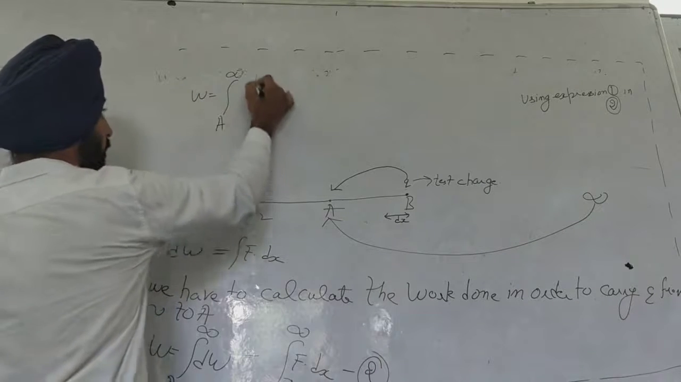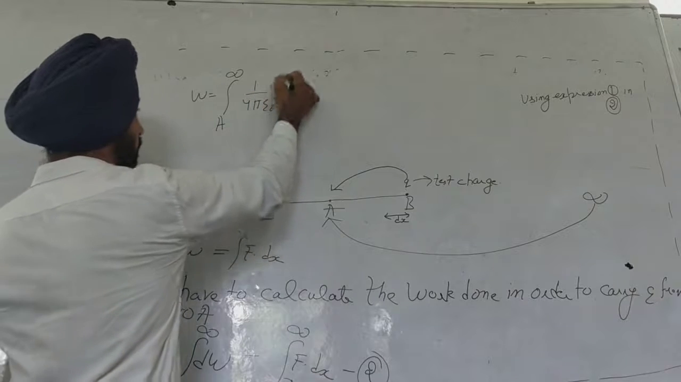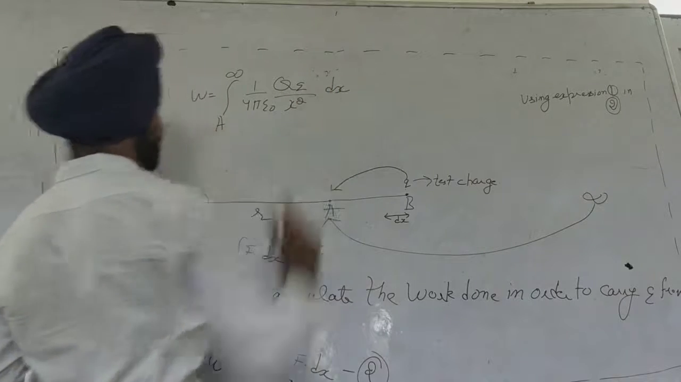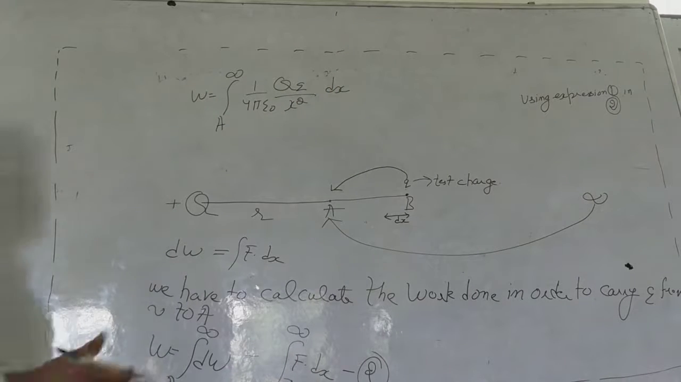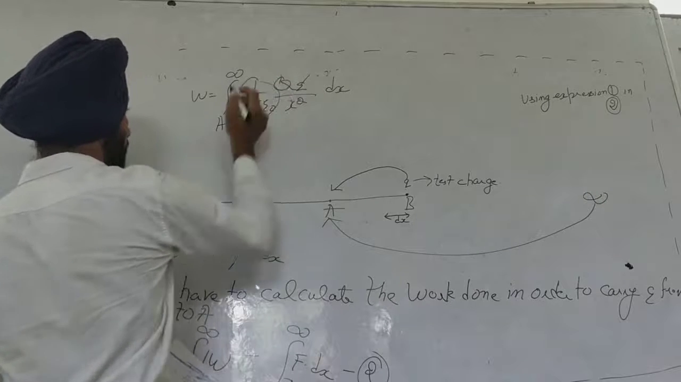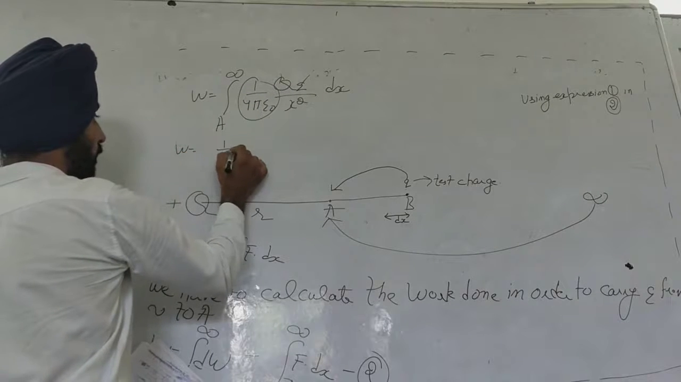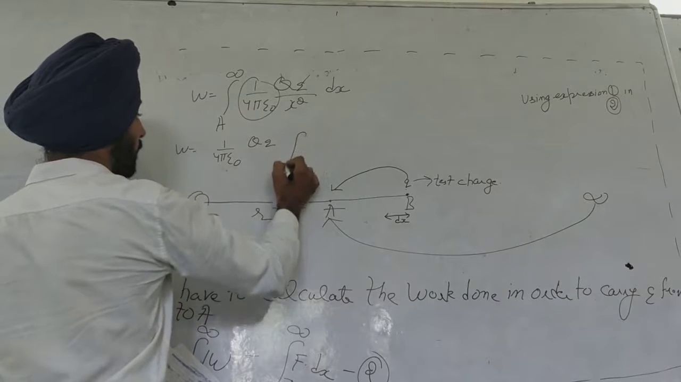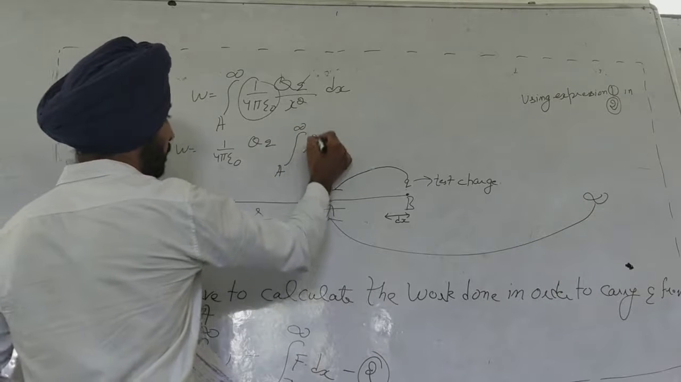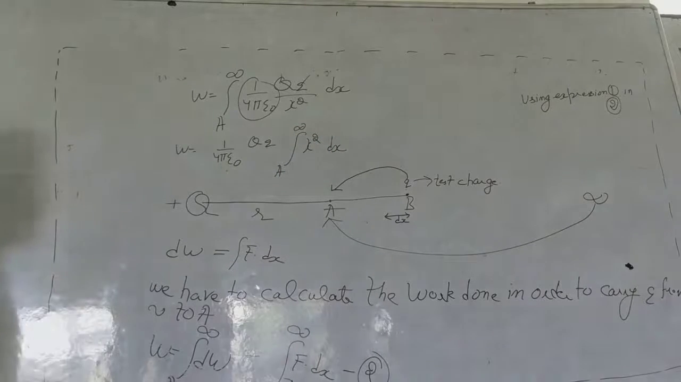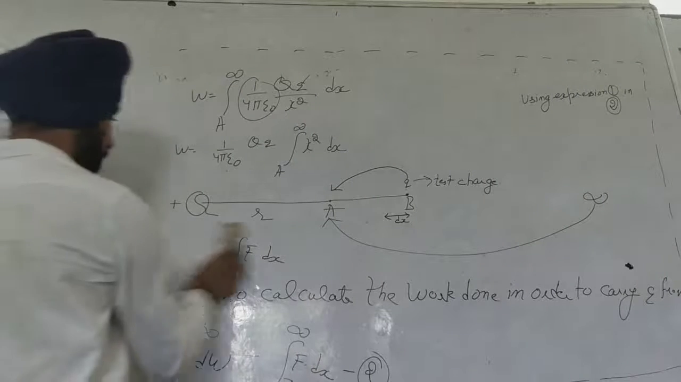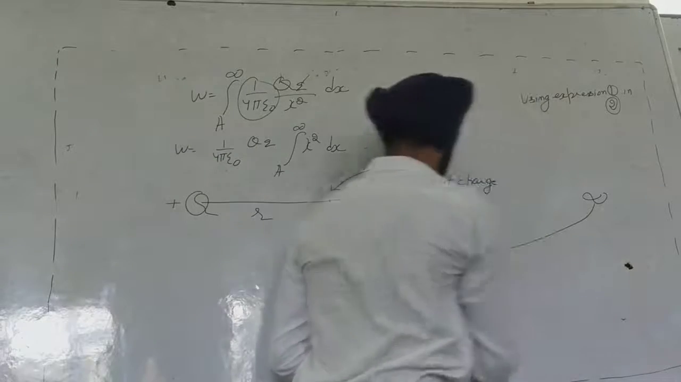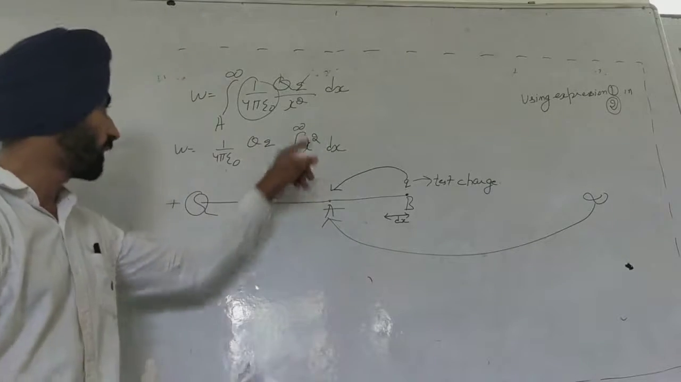Infinity to A, 1 upon 4 pi epsilon naught q upon x square, that is dx. So these are the constants; they will come outside: 1 upon 4 pi epsilon naught q. What will remain? x square will remain. So this is the integration concept. You know the integration concept, so what we will do? We will do the integration.